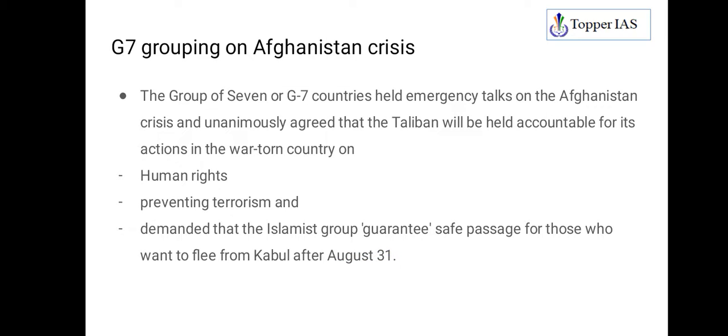The next one is G7 grouping on Afghanistan crisis. Group of 7 countries, they have held meetings on what are the likely possible scenarios or the steps that we should take to deal with the Afghanistan crisis. And what they said is the Taliban will be held accountable for its action in a war-torn country on human rights issues and even preventing terrorism, and demanded that this Islamic group should guarantee safe passage for those who want to flee from Kabul after August 31. Right? US is withdrawing by August 31. So Taliban should also guarantee safe passage for people who want to go out of Kabul even after August 31 is what the G7 group is saying, and they will say that Taliban group will be held accountable on the issues of human rights and preventing terrorism.